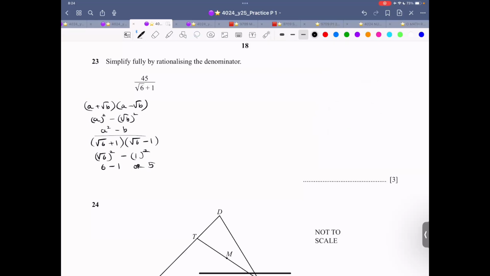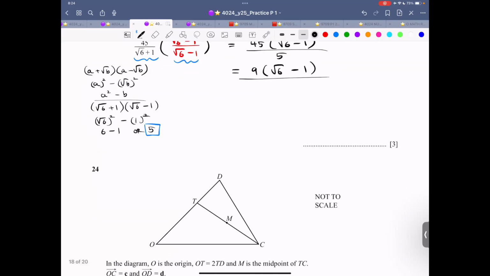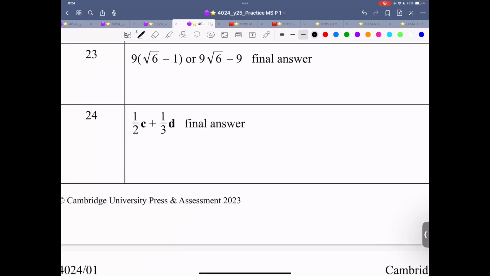Now when I rationalize it, multiply and divide by root 6 minus 1. The denominator over here is already done. This is 5. So this is equal to 45 times root 6 minus 1, divided by 5. This is 9, and this is root 6 minus 1. So that's how this thing is done. This is 9 times (root 6 minus 1) in brackets, and you can even expand the bracket, but I think I'll just stick with this.